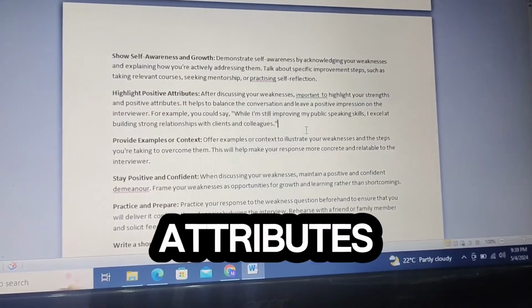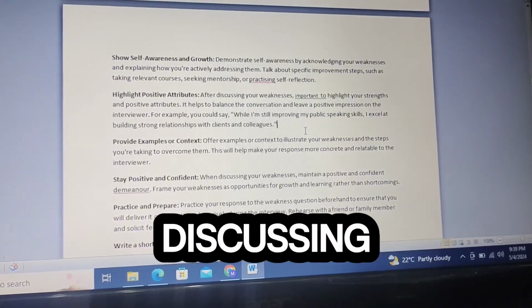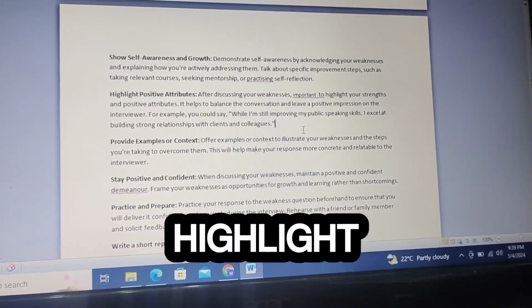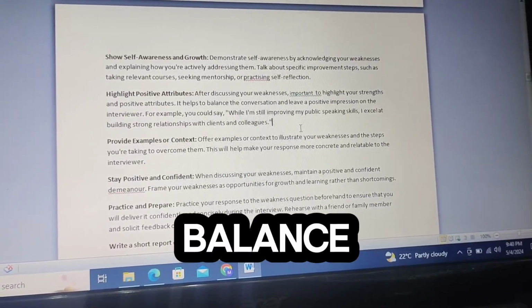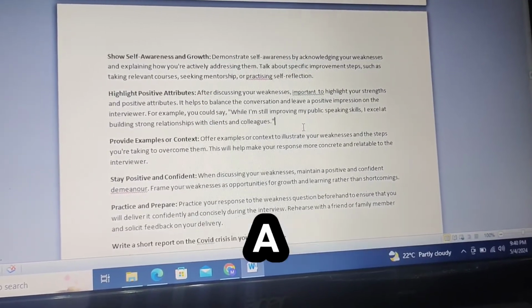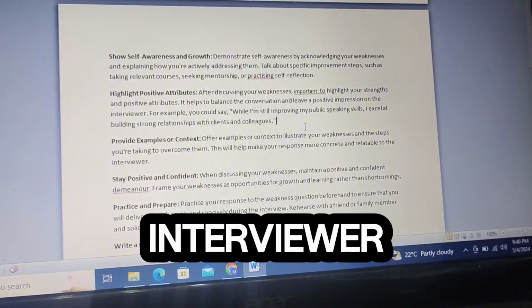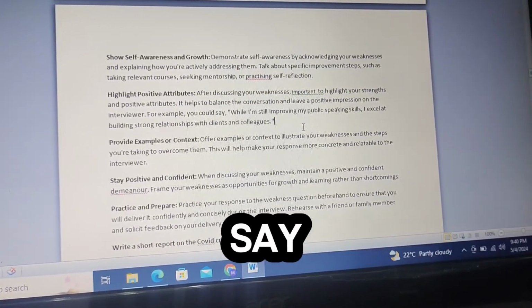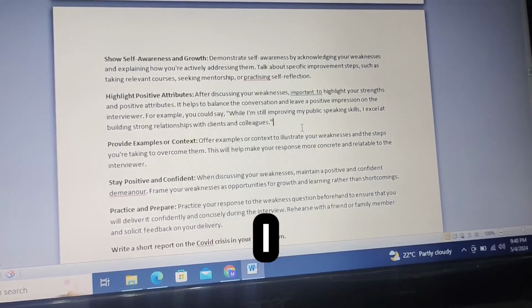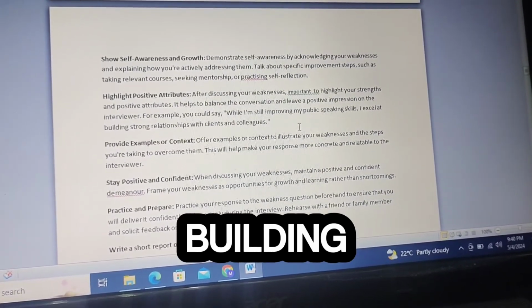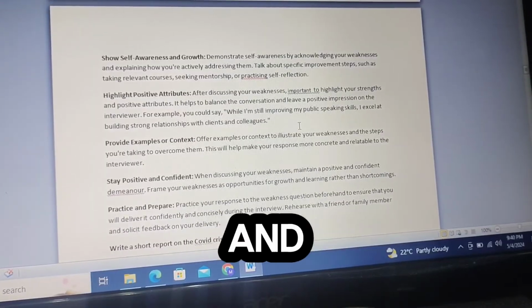Highlight positive attributes. After discussing your weakness, it is important to highlight your strengths and positive attributes. It helps to balance the conversation and leave a positive impression on the interviewer. For example, you could say, while I'm still improving my public speaking skills, I excel at building strong relationships with clients and colleagues.